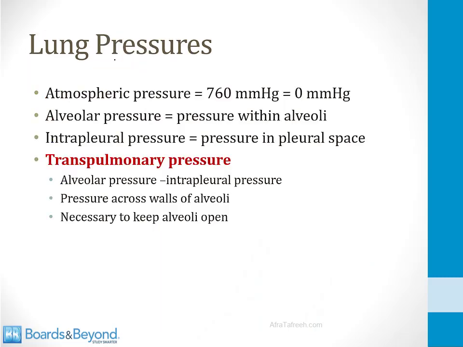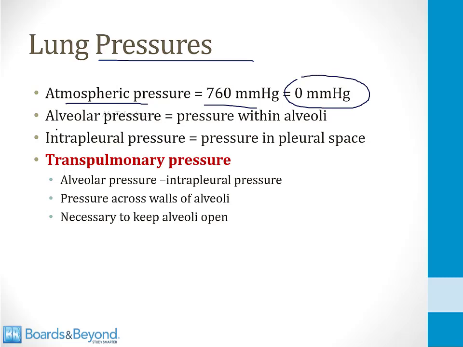So now let's move from lung volumes to lung pressures. Just like the volume of air in the lungs goes up and down as you breathe, so also does the pressure in the lungs. It goes up and down during different points of the respiratory cycle. So atmospheric pressure, you may know, is 760 millimeters of mercury, but in pulmonary physiology we just call it 0. This just makes the numbers and the math more simple.